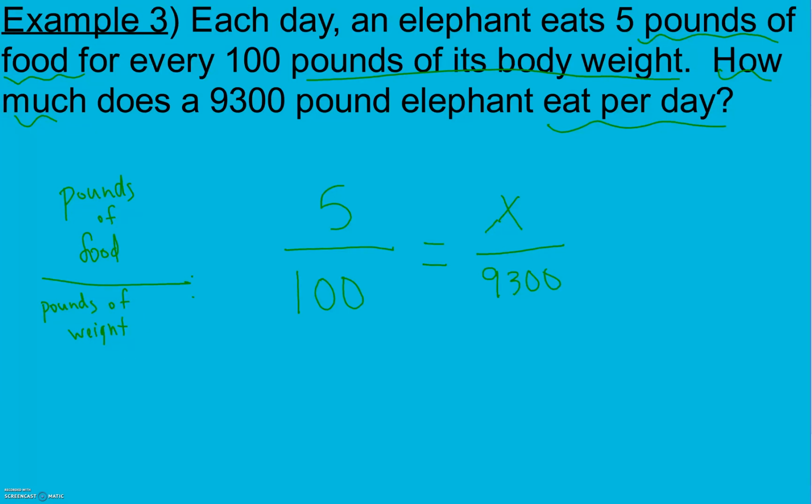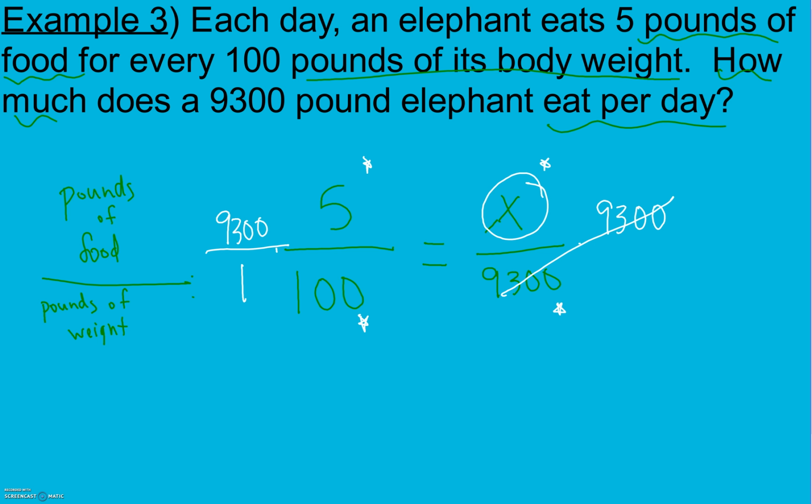So to solve this, we see our variables being divided, so we multiply by 9,300. Whatever we do to one side, we do to both. And again, it's very important that we keep them consistent. Since we're talking about food up top, we're talking about food up top. Since we're talking about elephants here, we talk about elephants here.